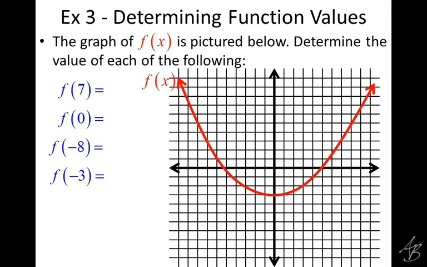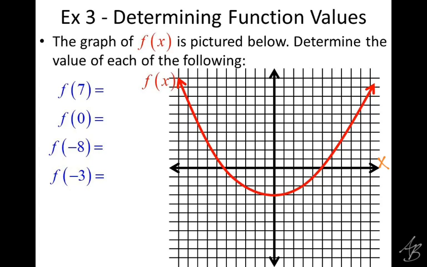In this one here, you guys know how to do this already, so I want you to give it a try. Find the value of the function f, which is pictured there, at 7, 0, negative 8, and negative 3. All right, so for f of 7, where is the 7? Which way do we go to the 7? Right. We're going to go right 7 because it's going to be 7 on the x-axis, right?